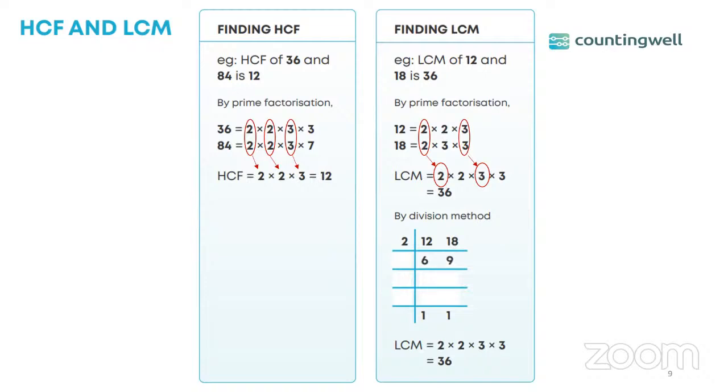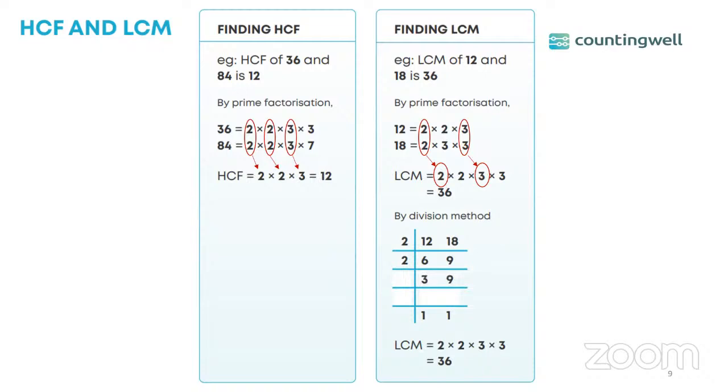Now by division method we can find LCM. Note that we can divide 12 and 18 by 2. So we have 2 into 6 equals 12, 2 into 9 equals 18. Next, again we will divide 6 by 2. So we'll get here 3.